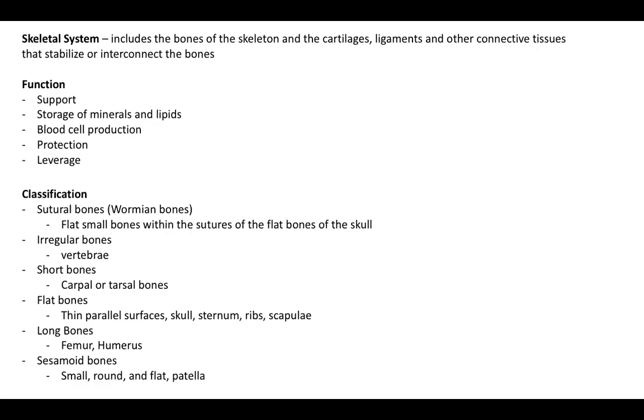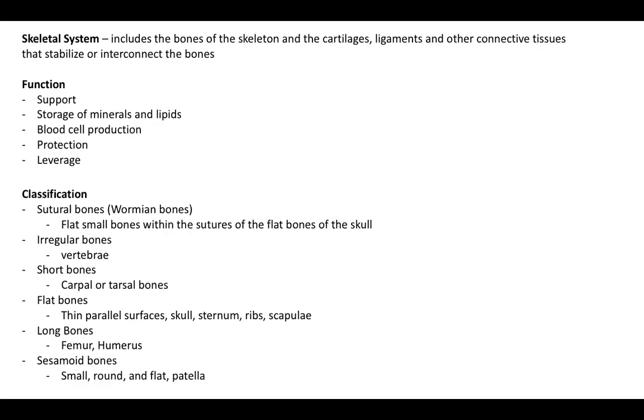So there's different classifications with the different types of bones. So we have sutural bones or Wormian bones, which are flat bones within a suture. And in the next slide, I'll show pictures of it. So there's small bones within a suture, usually in the skull. And then irregular bones like the vertebra. We have short bones like the carpal bones or the tarsal bones. So those are the ones in your wrist or in your ankle, in your foot.